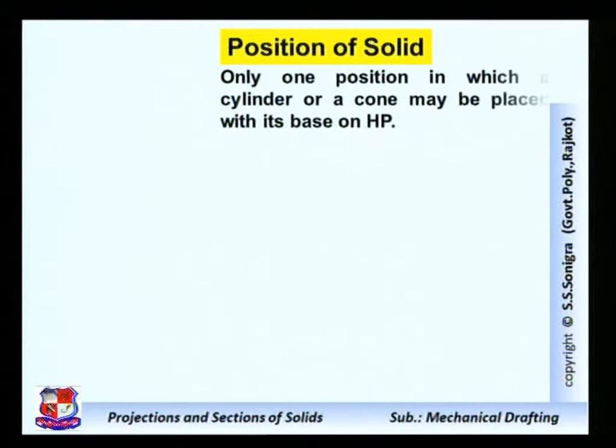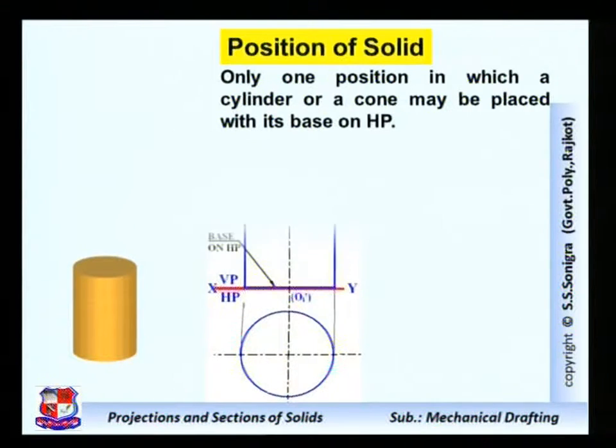In position of solids, we have studied four types of solids: prism, pyramid, cylinder and cone. Let me take the first solid, that is the cylinder and cone. For cylinder and cone, only one position is possible with its base on HP. Suppose it is given that the cylinder is resting on its base on HP, it would be like this. Here the cylinder is resting on HP on its circular base.